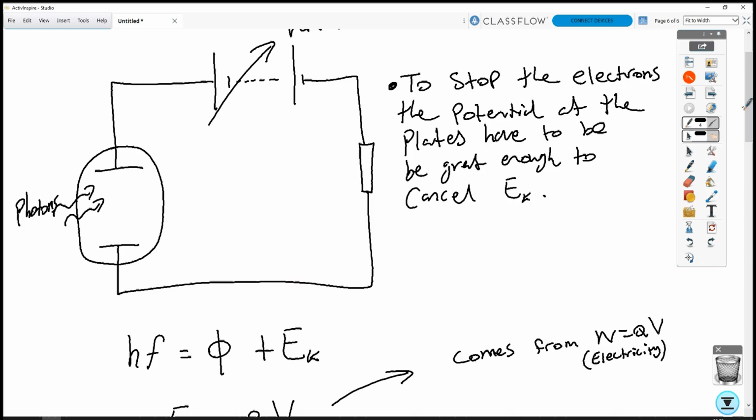Any other questions? That's the end of 2.2.1.